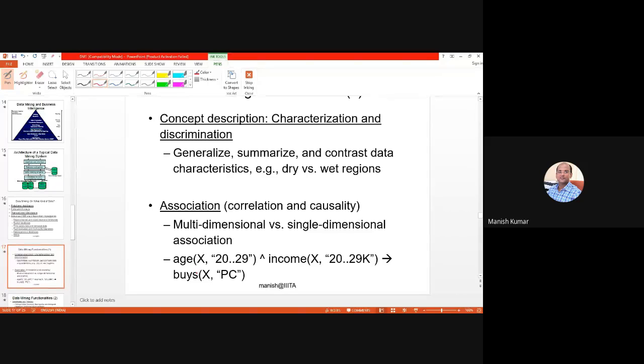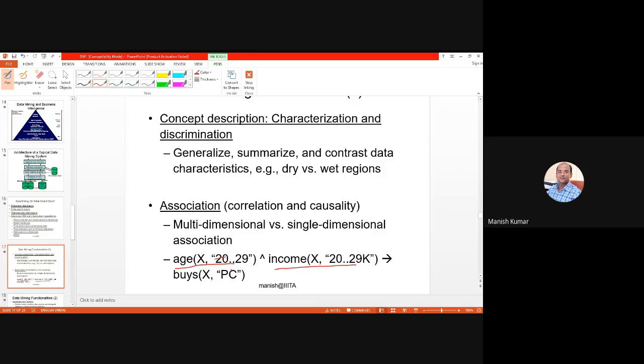Okay. You can see that this is a multidimensional association mining, as we call it, where the dimensions age, income, and buys are involved. So there are 3 different features involved, so it is a multidimensional association rule. What we are specifying in this rule is that if a person X is between the age of 20 to 29, and the person has an income of 20,000 to 29,000, then there is a high probability that the same person will buy a PC, a personal computer.